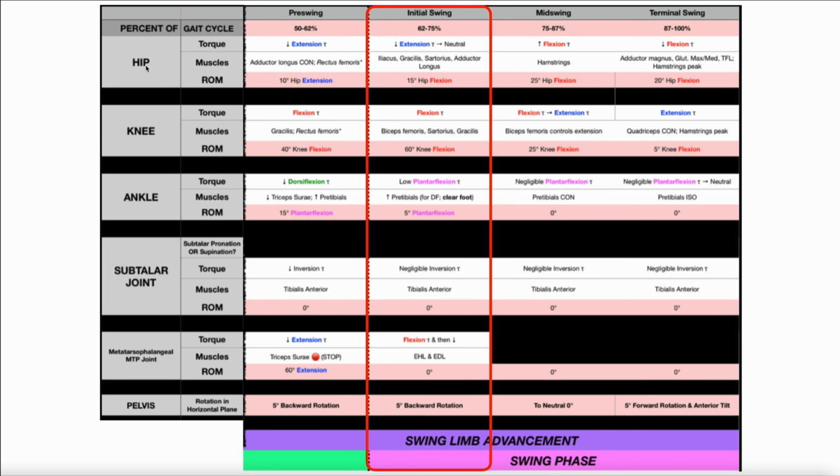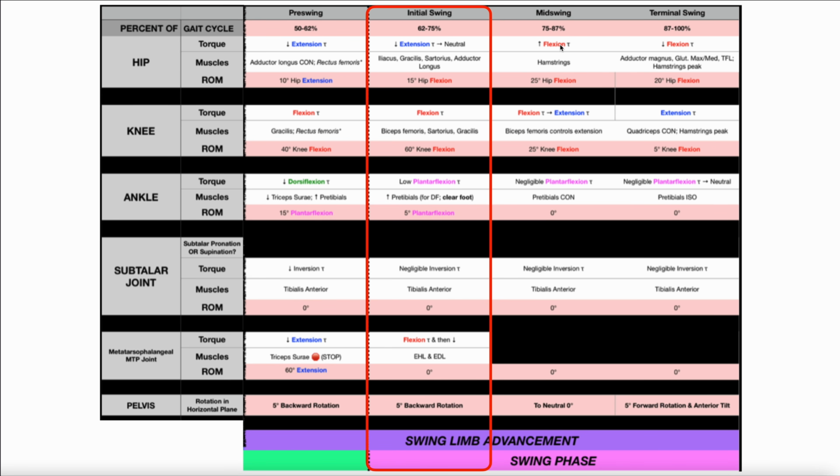So now what we're going to do is look and see what happens at each of the various joints here, the hip, the knee, the ankle, etc., during each of these swing phases: initial swing, mid-swing, and terminal swing. So what's happening at the hip during initial swing? Well, we have a decreasing extension torque that eventually goes to neutral.